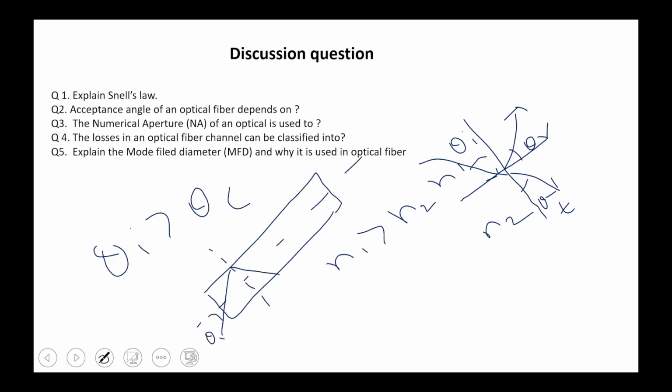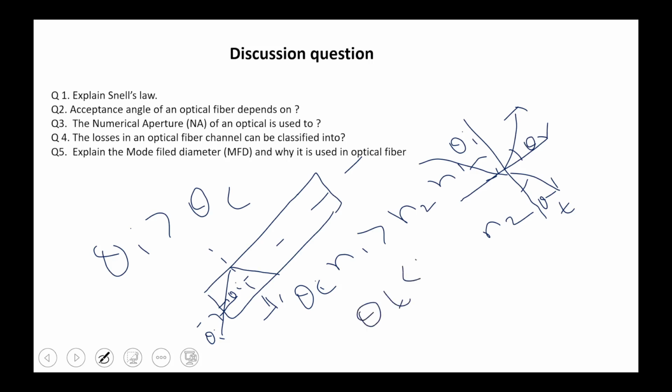This is theta I. This is theta T, and this is theta I. Theta C. Sir, what is the value of theta C? Because we have to read that one condition.